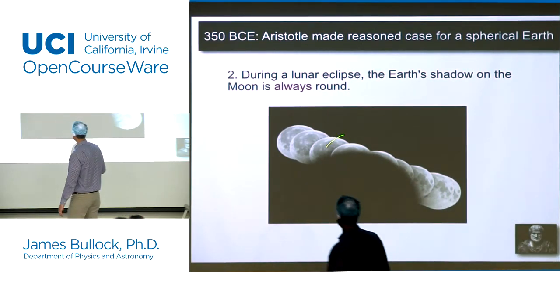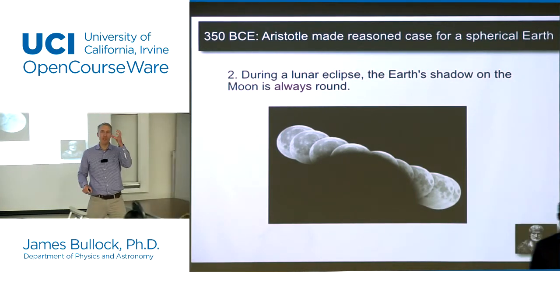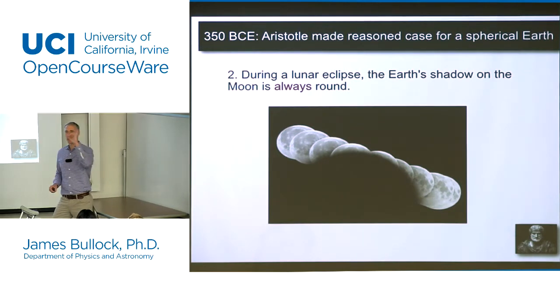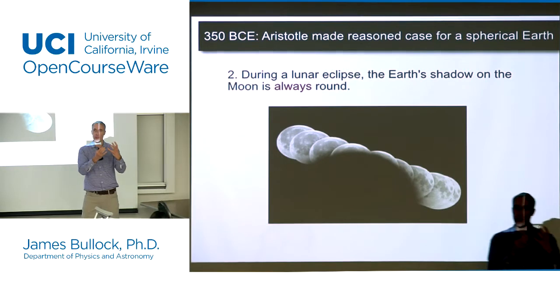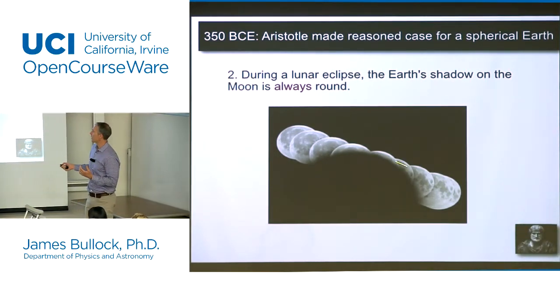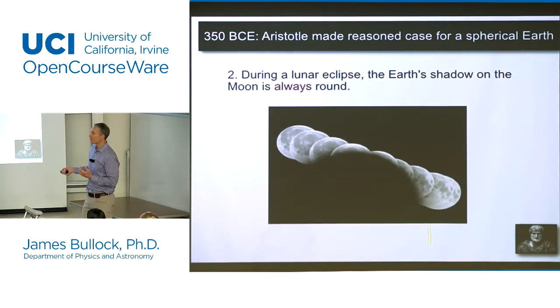The ancient Greeks understood this pretty well. And the point is that if you have something that always casts a round shadow that looks like a circle, the only thing that always casts a round shadow, no matter what the light source is, is a sphere. So he said, therefore, this thing here, that's a shadow of the Earth, and it looks pretty round. Does that make sense?